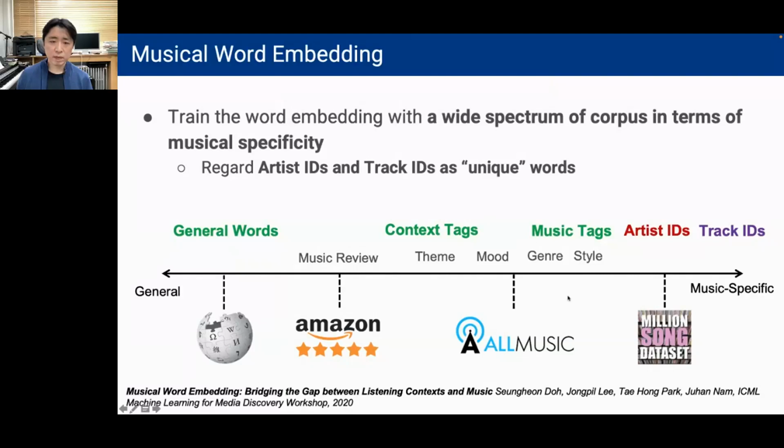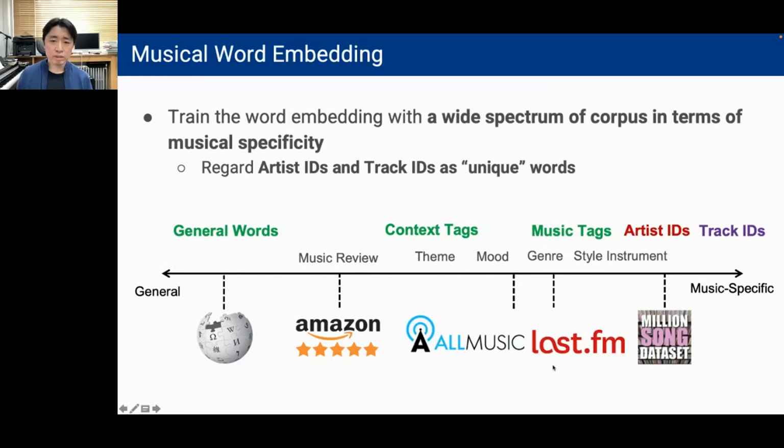AllMusic dataset contains 4 types of tags for each song. Theme and mood are related to the listener's context, and genre and styles are related to song attributes. This is definitely more music-specific than the music review data. Finally, we used artist and also track ID as unique words. They are the most music-specific words because they are used as metadata of the song. And we recently updated the musical word embedding by adding the Last.fm tags.